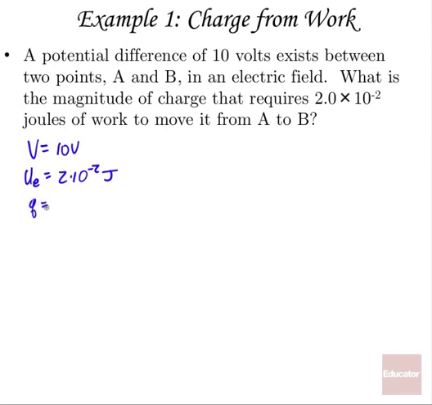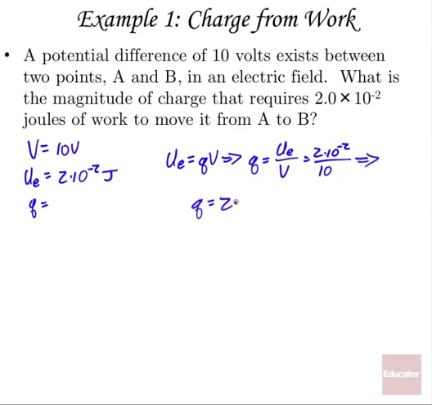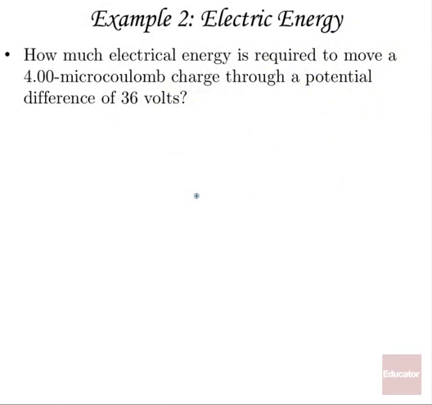We're looking for charge. Well, if electric potential energy is Q times V, then that means Q must be electric potential energy divided by V, or 2 times 10 to the minus 2 joules divided by 10 volts, which gives us a charge of 2 times 10 to the minus 3 coulombs. Pretty straightforward. Let's take a look at electric energy.